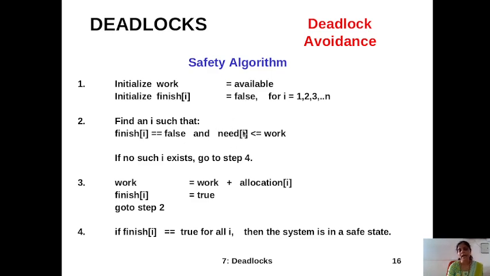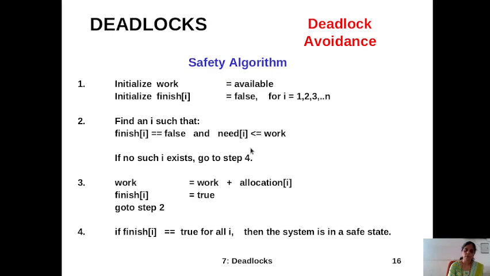Then the need has to be less than the available, because work is nothing but available. If available resources are less and need is more, we can't grant that request. So this condition has to be met. If there is no such process, then we go to step number 4, which means the process has finished its execution and we set the finish flag equal to true.